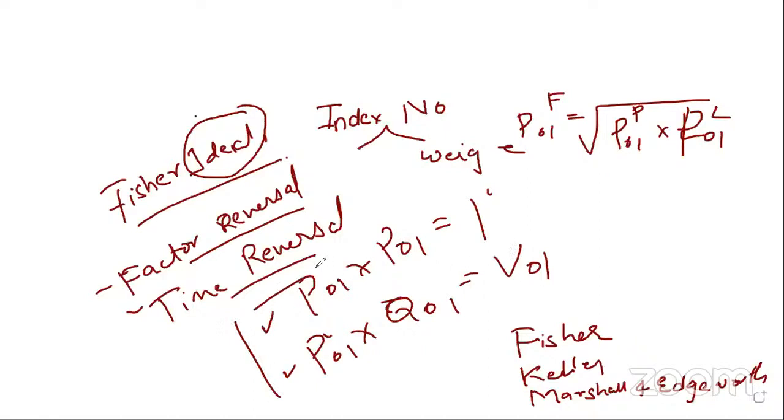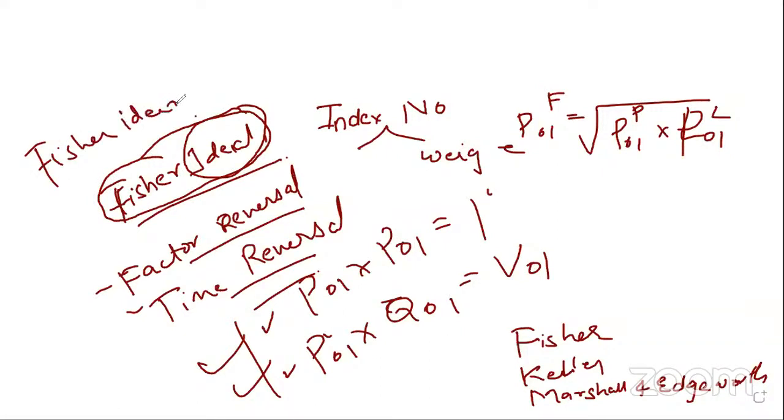Any test which passes both of these tests is called an ideal test. And this ideal test is nothing but Fisher's test. Therefore, we can remember the name like Fisher's ideal test. So what is the Fisher test? It is the geometric mean. Why is it ideal? Because it qualifies these two tests. What are these two tests? I have written here. Which test is the ideal test? It is the Fisher test. Any doubts here?